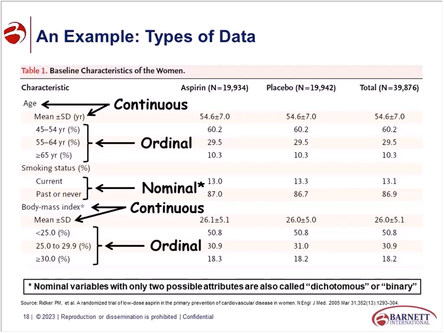Body mass index is like age. You can calculate the body mass index as a mean, or the average, as well as reclassify it into different categories, which are the levels of obesity.